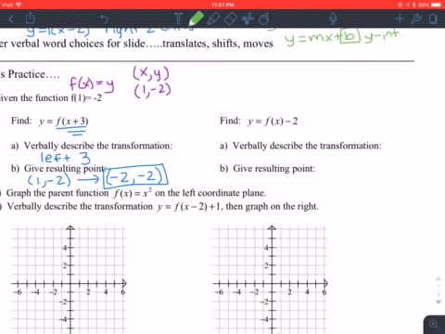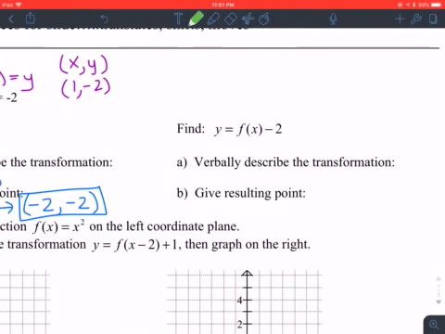Okay, looking at this example on the right, y equals f of x minus 2. It's outside the function, so it'll be a vertical transformation. And it's minus 2, so we're shifting the graph down 2. So if we start with the point 1, negative 2, and we're shifting it down 2, that will only affect our y. So our x stays 1, and our y goes from negative 2 to negative 4.